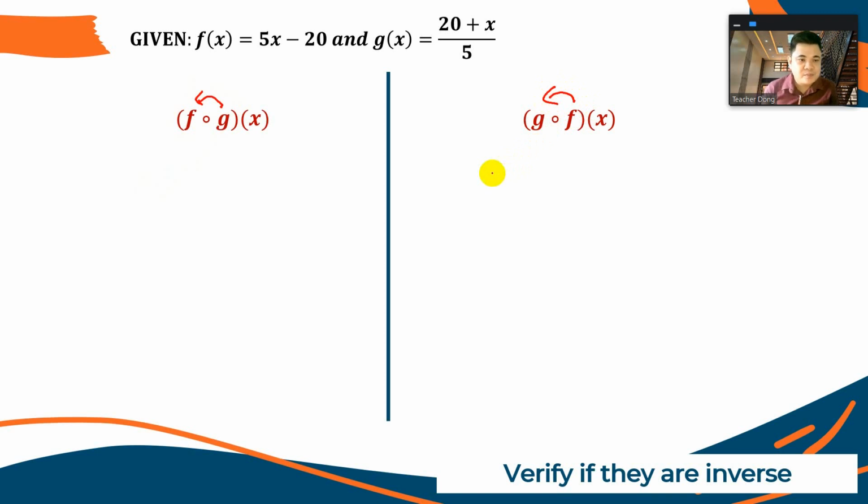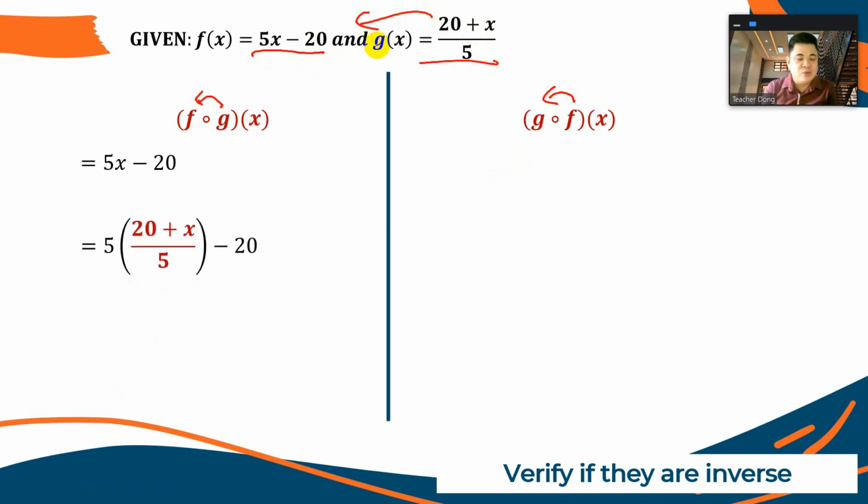So let's solve. For the first one, our main function is 5x minus 20. And the one that you are going to substitute into it is (20 plus x) over 5, or the g of x. You will just change x to this function. We have a numerator of 5 and 5, so you can simply cancel 5. What will remain is 20 plus x minus 20, and 20 minus 20 is simply 0, so what will remain is x. So f circle g of x is equal to x.